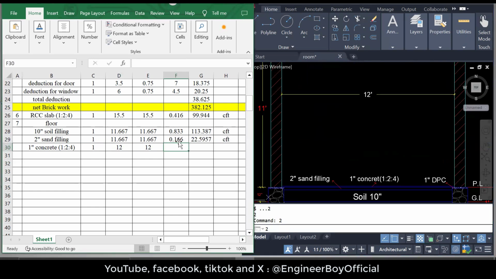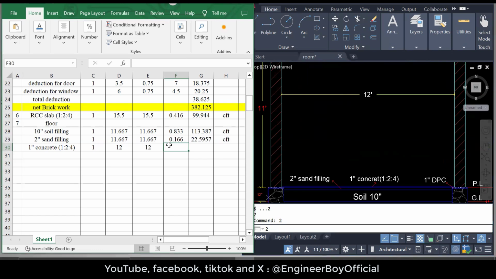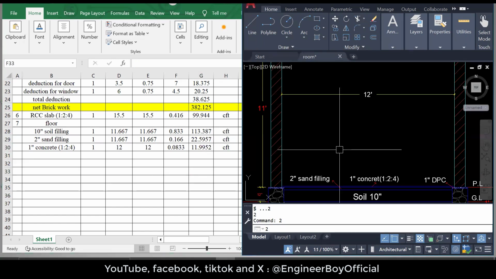12 by 12, and the thickness is actually 1 inch only. What do you mean by 1 inch in feet? That should be 0.0833. Just drag the formula below so we can have that in CFT. It's very clear now. So this is for the floor.